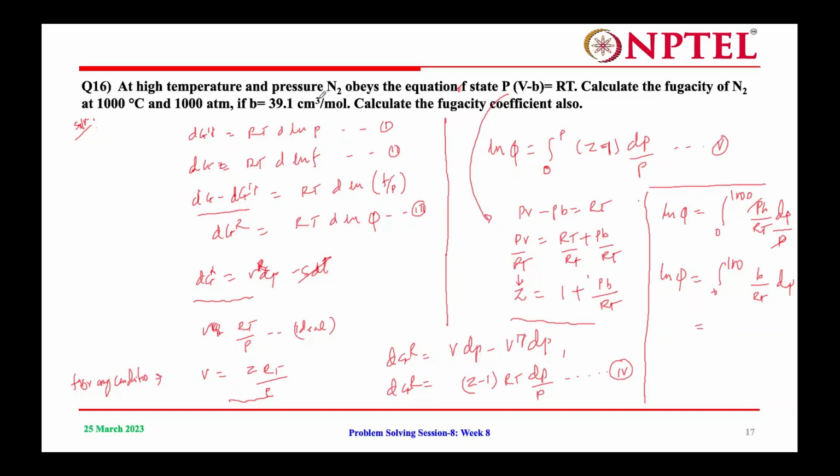Make it into a meter cube per mole: 39.1 into 10 to the power minus 6 meter cube. Now the R value is 8.314 joule per mole Kelvin. Here, convert degree Celsius to Kelvin.